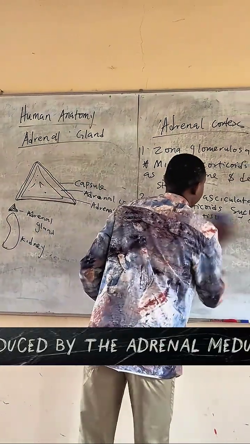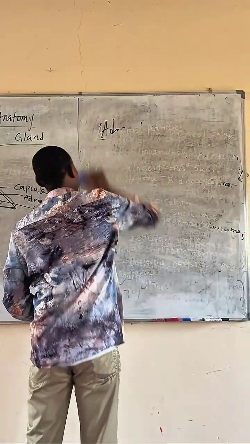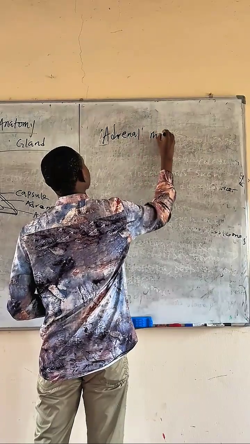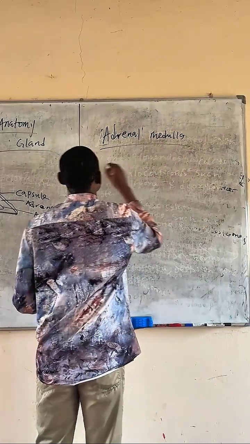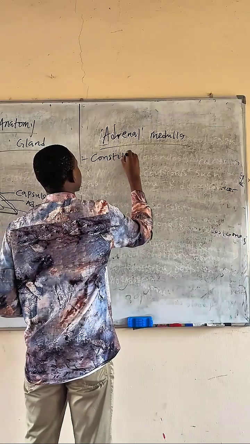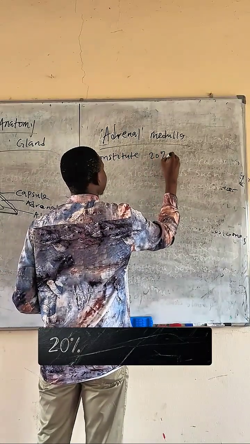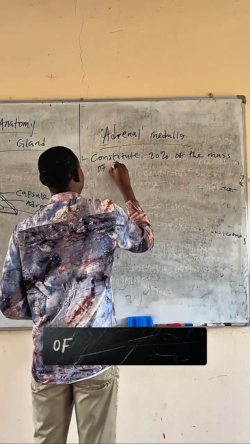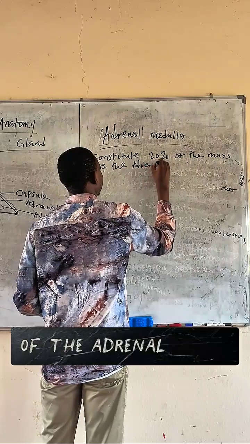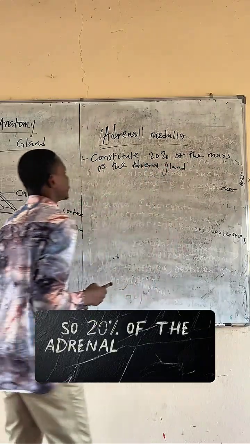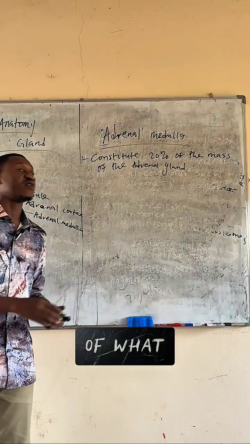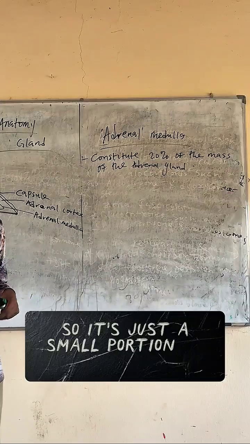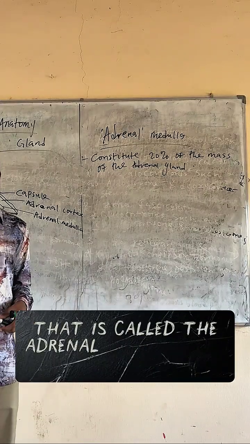Produced by the adrenal medulla. So the adrenal medulla constitutes 20% of the mass of the adrenal gland. So 20% of the adrenal gland is made up of what? The adrenal medulla, while 80% constitutes the adrenal cortex. So it's just a small portion of the adrenal gland that is called the adrenal medulla.